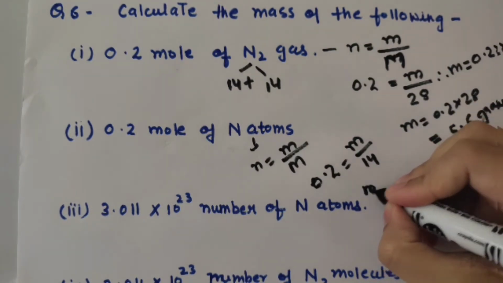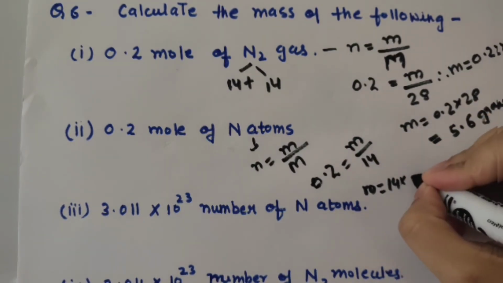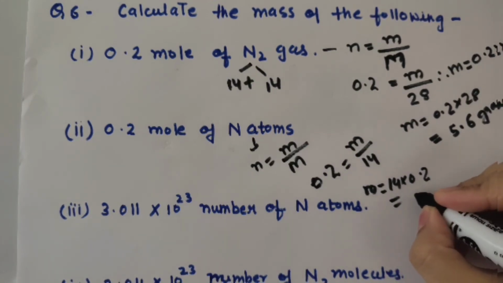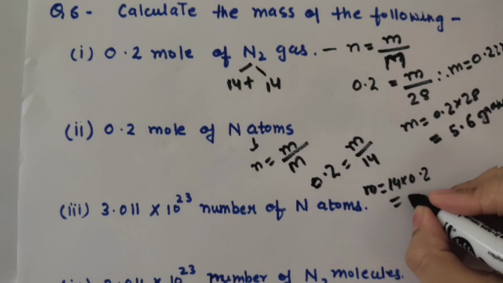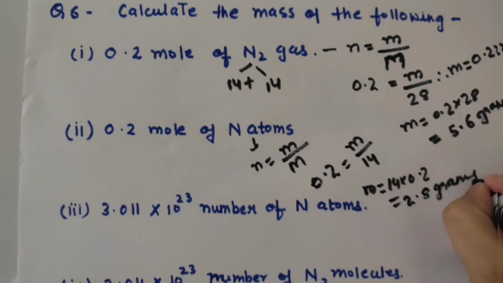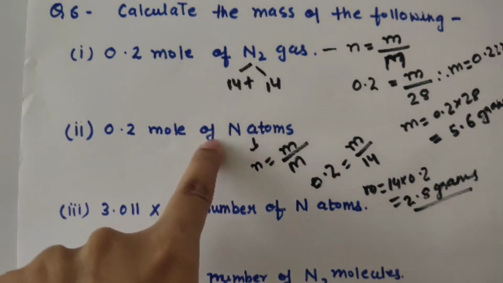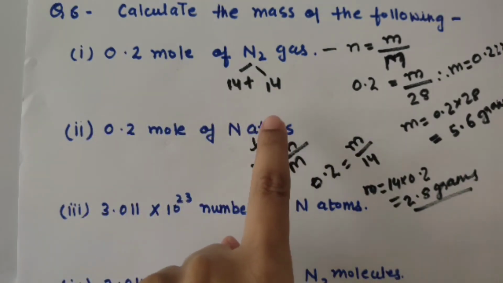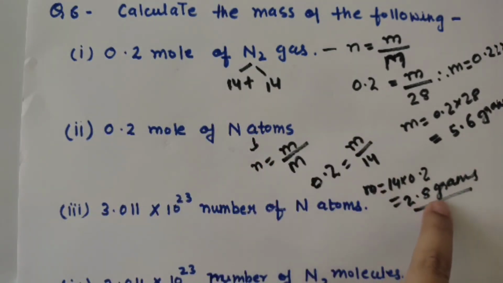Now small m will be 14 into 0.2. It will come out to be, I think, 2.8 grams, right? 2.8 grams. It means in 0.2 mole of N atoms, the mass of N atoms will be 2.8 grams. Understood? Next, move to the next section of the question.